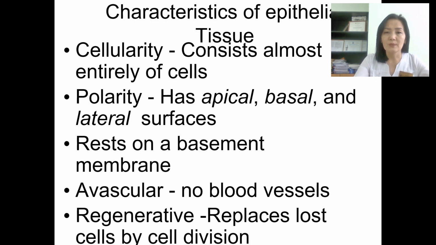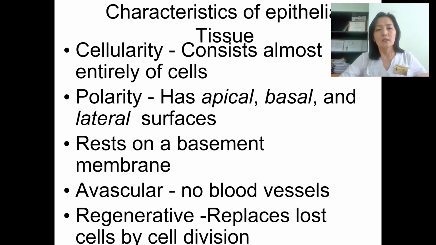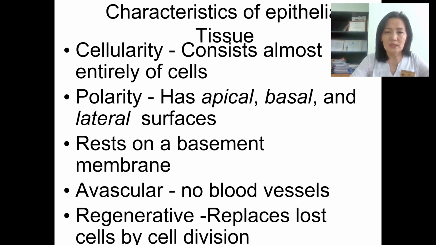Okay, let's talk about epithelial tissue. If we look at the characteristics of epithelial tissue, the first characteristic is cellularity. What does it mean? Epithelial tissue consists of only cells. Second, polarity. Each cell of epithelial tissue has apical, basal, and lateral surfaces, and the cells rest on the basement membrane. Next is avascular tissue: inside epithelial tissue, there are no blood vessels. And the next is regenerative, meaning it replaces lost cells by cell division.